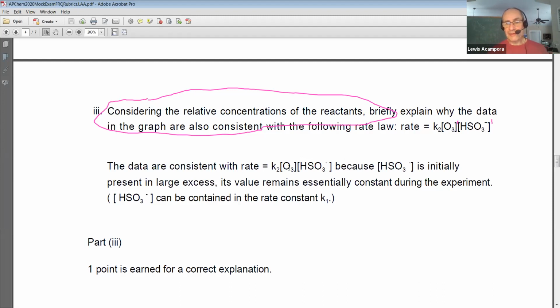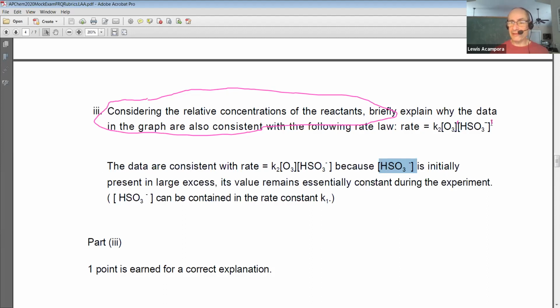But its percent decrease is negligible. In fact, it decreases by less than 2%. So this concentration essentially remains unchanged. And that's what you would need to recognize for a point.